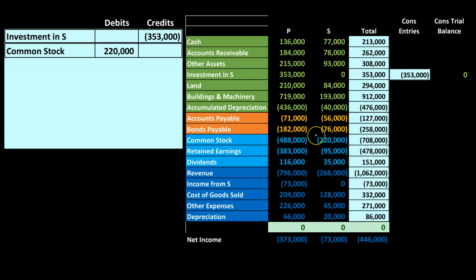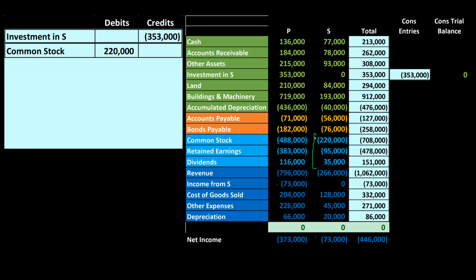But also note, you can think about it this way. This investment equals the beginning blue accounts. This would be the equity as of the beginning of the year. And then this credit, the income, represents the total income on S's books. So what I'm going to do is eliminate all of these, the common stock, the retained earnings, and the dividends. Those just need to go away.